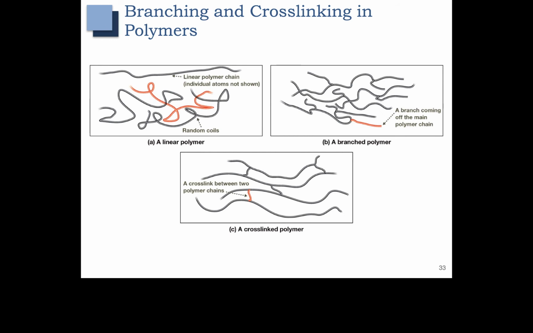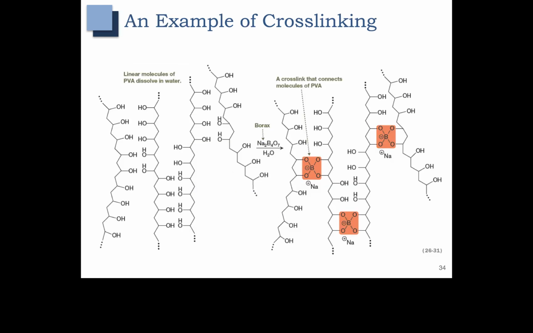So polymers are typically linear, and when they're linear like this, you can see that they can coil randomly in all sorts of different ways. They can also branch sometimes, where you have a main chain and you have little branches coming off the main polymer chain. Or we can do cross-linking, like we just talked about with the vulcanization of rubber. And that's where we have a link between two of these main polymer chains. Here's another example of cross-linking.